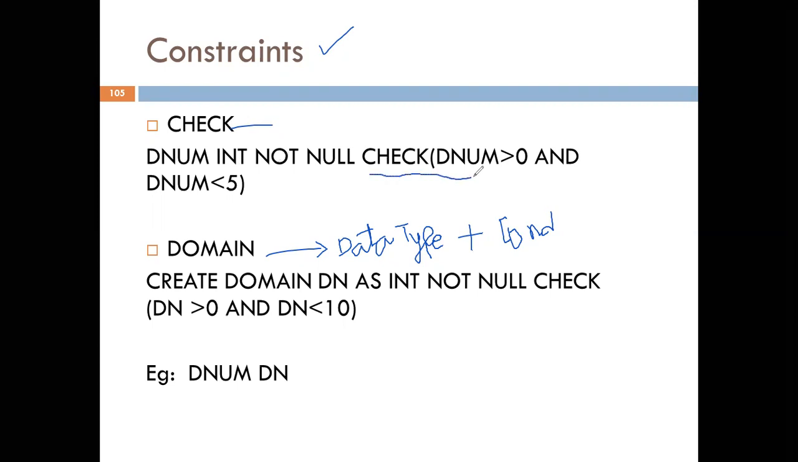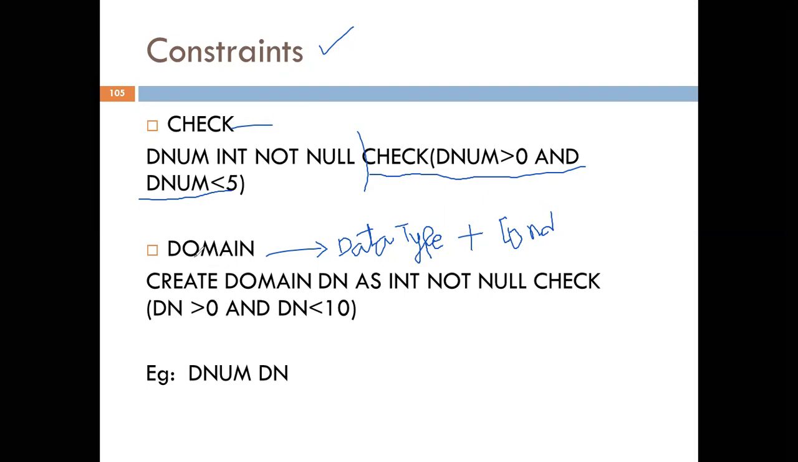Then we check whether the value I supply for the department is between 0 and 5. So department number greater than 0 and department number less than 5. It indicates the department number value should be between 0 and 5, so the valid values will be 1, 2, 3 and 4. If we supply any other value apart from 1, 2, 3, 4, then the DBMS will throw an error message stating that this particular constraint has been violated. Like that, an additional condition for the attribute values can be specified using the check keyword.